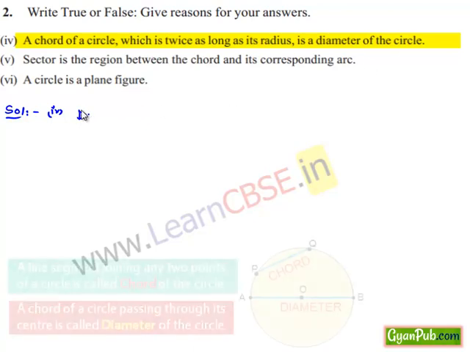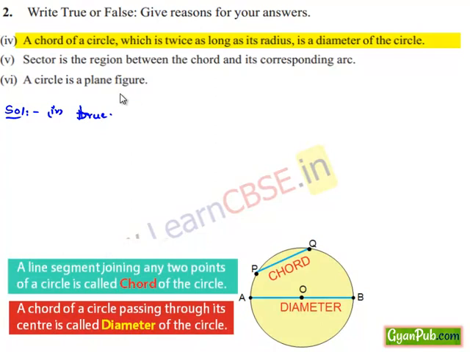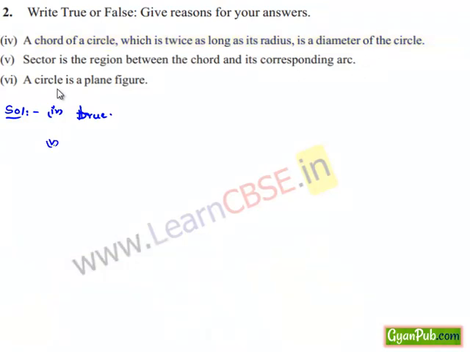That is true, because we know that chord which is passing through the center of the circle will be having the length as 2 times the radius. Therefore, that will be the diameter of the circle. Now moving on to the fifth question.